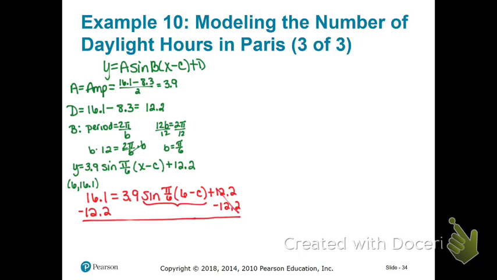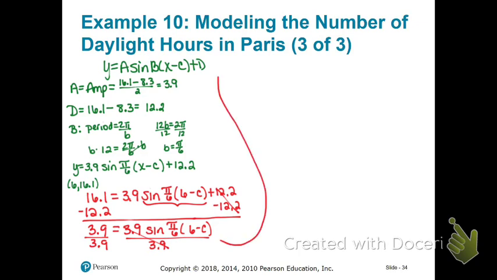And so when I do that, we're going to get 3.9. Divide by the 3.9. And so coming back up here to the top now, we have 1 equals sine of pi over 6 times (6 minus c).